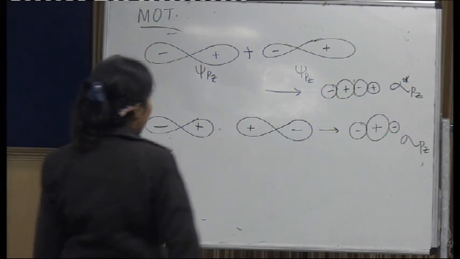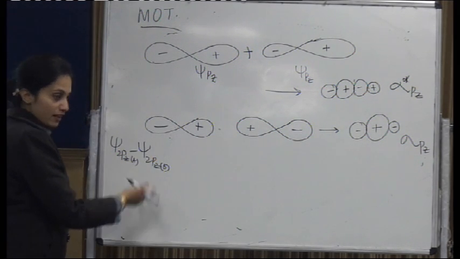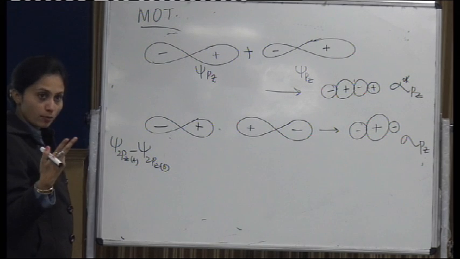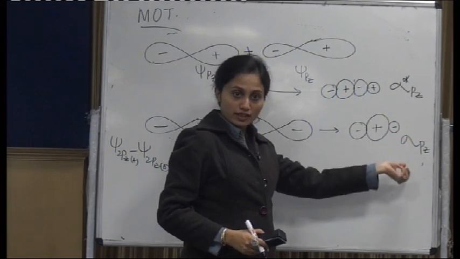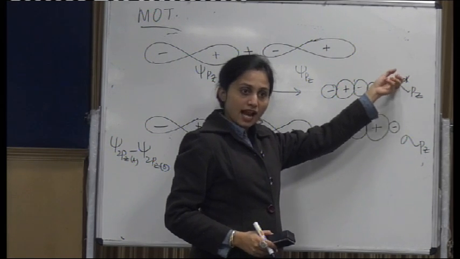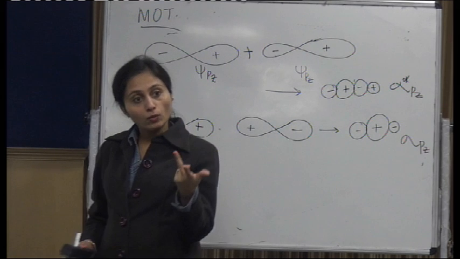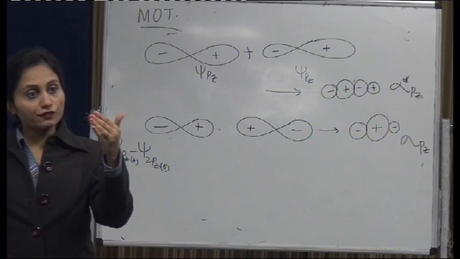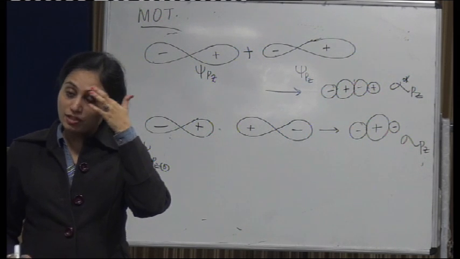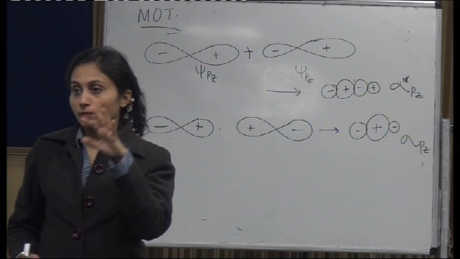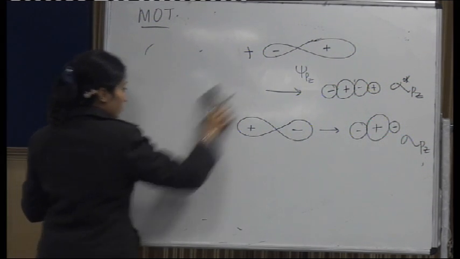Again, how many atomic orbitals do you have? Psi of 2pz of A and psi of 2pz of B. There are two atomic orbitals, so how many molecular orbitals are forming? One sigma pz bonding and one sigma pz anti-bonding. So two atomic orbitals are yielding two molecular orbitals, one of which is bonding in nature and the other is anti-bonding in nature. Okay, understood? Clear to everyone?